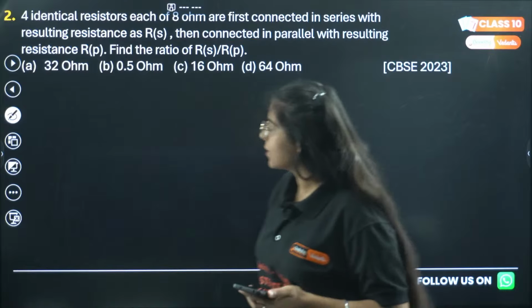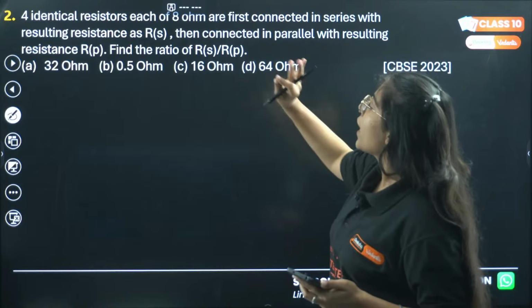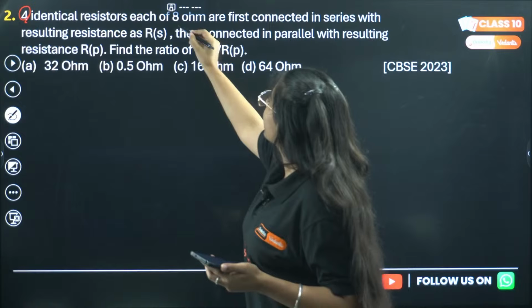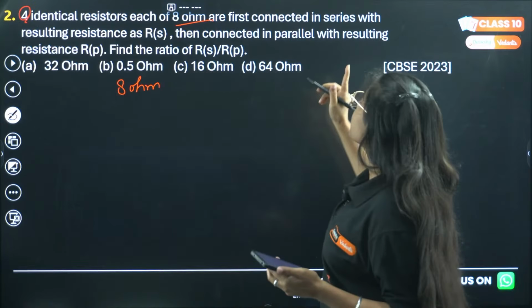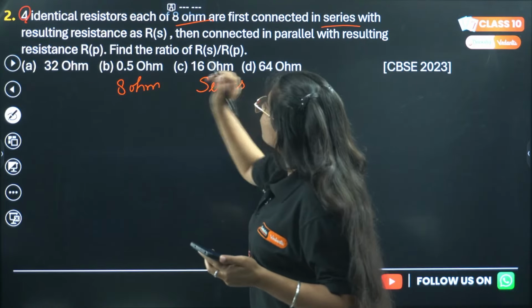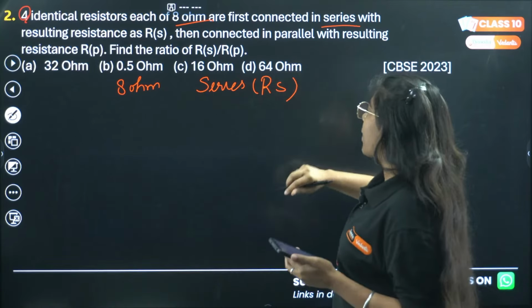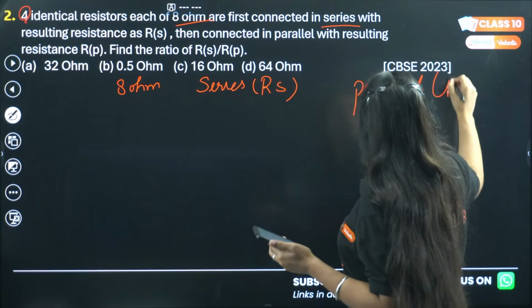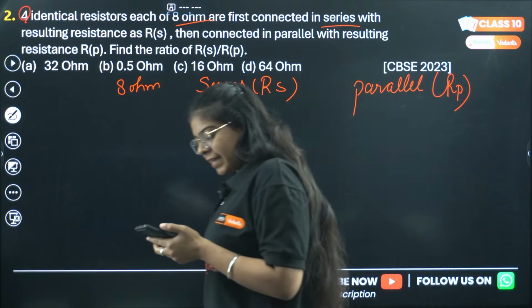Okay, second question, very important, this question has come in board. 4 identical resistors, each of 8 ohm, are first connected in series with resulting resistance as Rs. Then they are connected in parallel. So in the other case, the same resistances are connected in parallel, which we denote as Rp. Find the ratio of Rs and Rp.